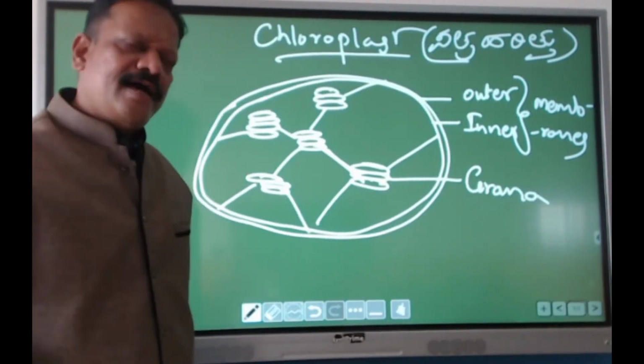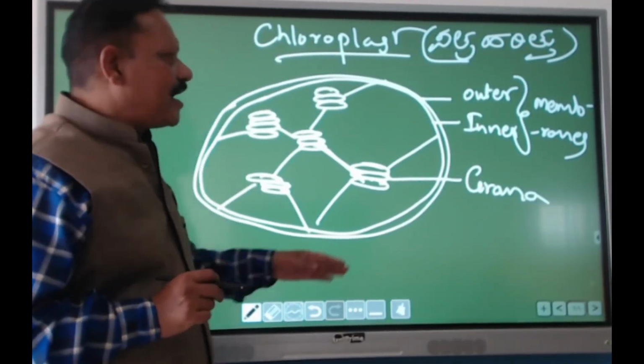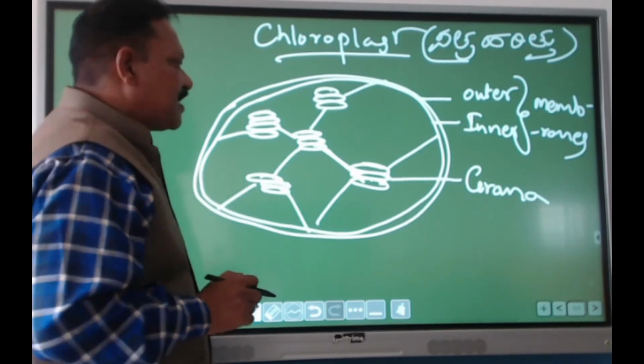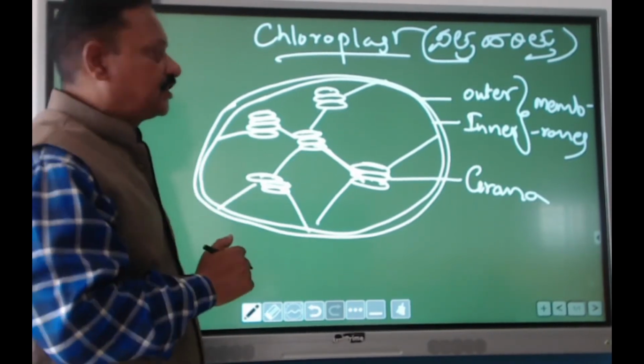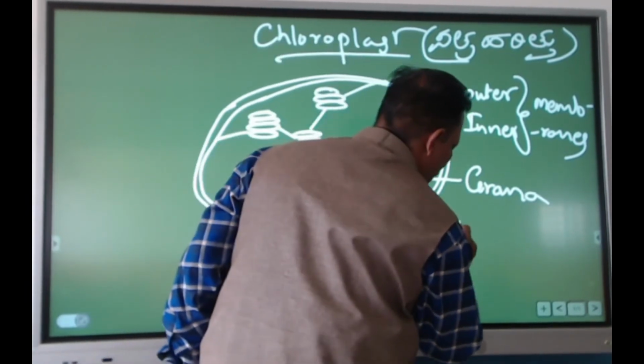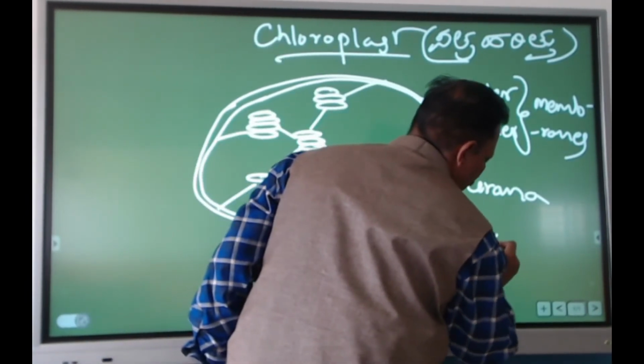So grana, thylakoids. The thylakoids are placed one above the other, and here the light reaction is taking place. And this part we are calling stroma. Idana stroma anta heltha iddare.